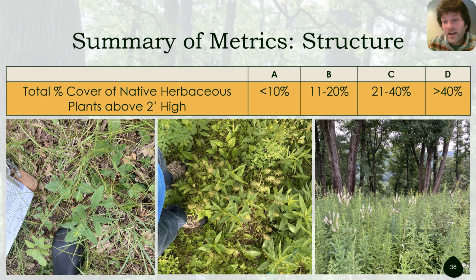In the best sites, they'll have purple Joe pye weed and Culver's root and poke milkweed and other taller things, but the total cover of those things tends to be less than about 10%. So the sites like the one on the left and the one in the middle would score an A, but sites like the one on the right, where there's overwhelming taller herbaceous vegetation, score a D. That's often indicative of past degradation, past thinning out of that sod by shading or past land use like grazing.